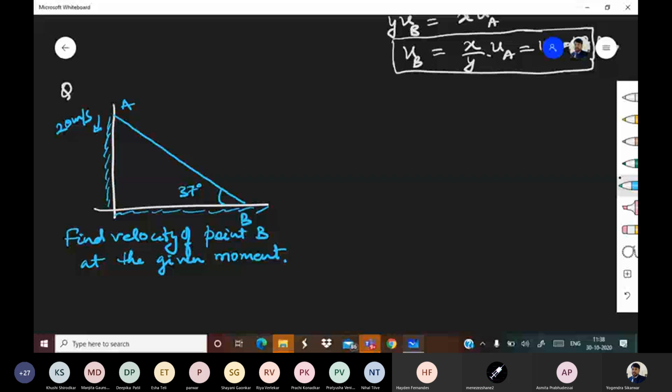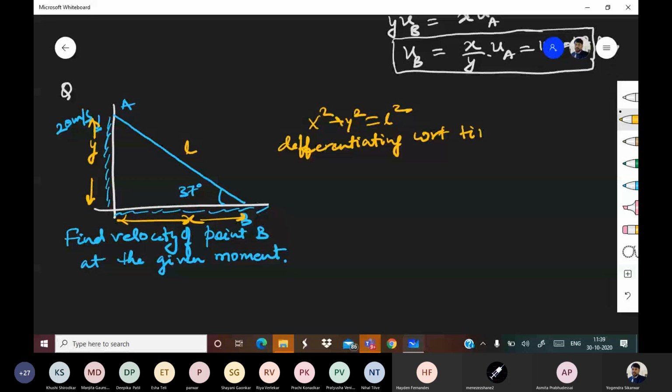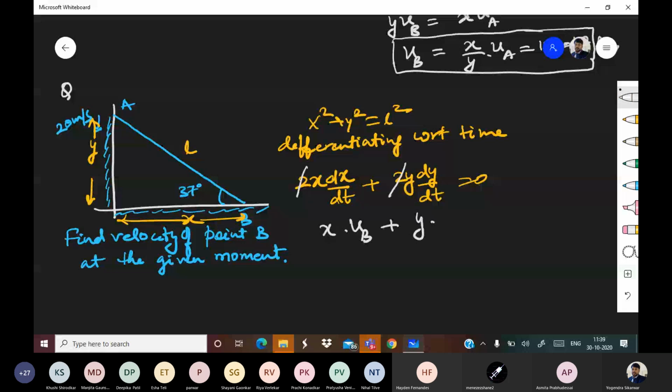People are saying 15 meter per second. Let us see. Pay attention. We are considering this as y, this as x, and this as l. So x square plus y square is equal to l square. Differentiating with respect to time, 2x into dx upon dt plus 2y into dy by dt is equal to 0. So x into dx upon dt, which is VB, plus y into dy by dt, which is minus 20, minus because y is decreasing, is equal to 0.